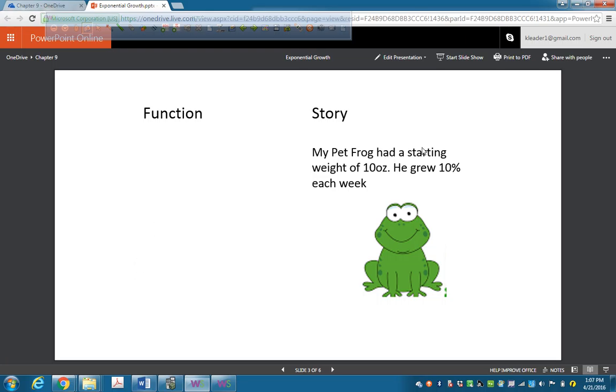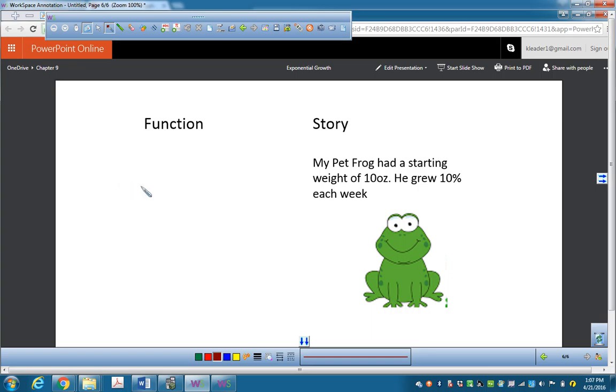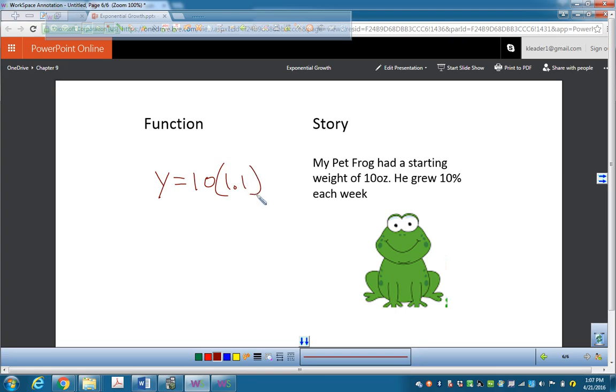My pet frog had a starting weight of 10 ounces. He grew 10% each week. Who can tell me how to write this function? Go ahead, Quinn. 10 times 1.1. Y equals 10 times 1.1 to the x power. You got it? Good. So you should probably write that down.